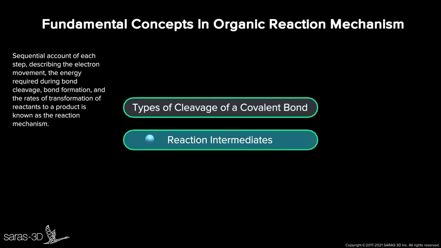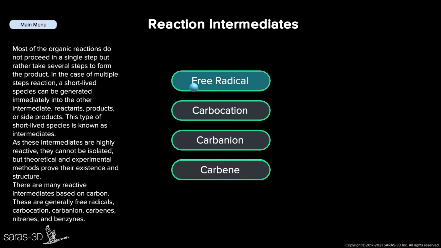Okay. So this brings us to the end of this video, where we talked about types of cleavage of a covalent bond and various types of reaction intermediates, where we looked in detail at the types of reaction intermediates, which are free radical, carbocation, carbanion and carbene.